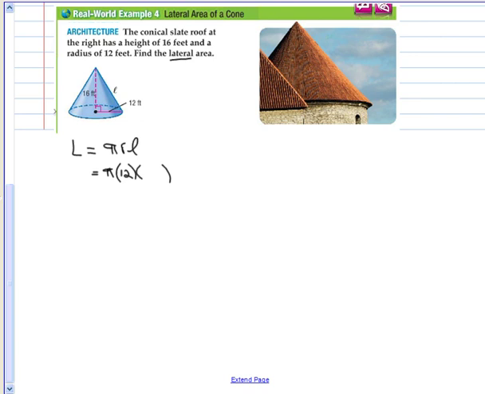Now, look at that right triangle. Is it a special triangle before we go running off to the Pythagorean Theorem? That's a 3, 4, 5. 3 times 4 is 12. 4 times 4 is 16. So 5 times 4 is 20. That slant height must be 20. Easy. Nearest tenth. What do you get? Pi times 12 times 20. 240. 240? Nearest tenth?